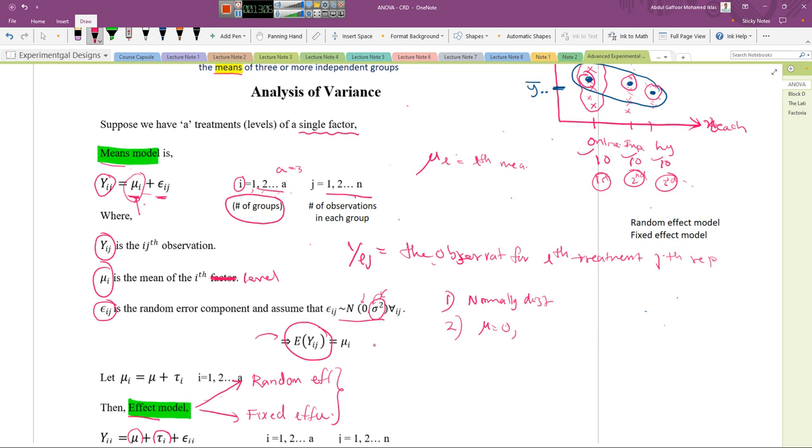So expected value is nothing but the mean, the average of all the data points, right? If you have 30, for example, in this example we have the marks of 30 students, so we have to get the mean. We add all of them and divide by 30. That will be equal to mu. This should be mu, not mu I, right? That will be our grand mean.